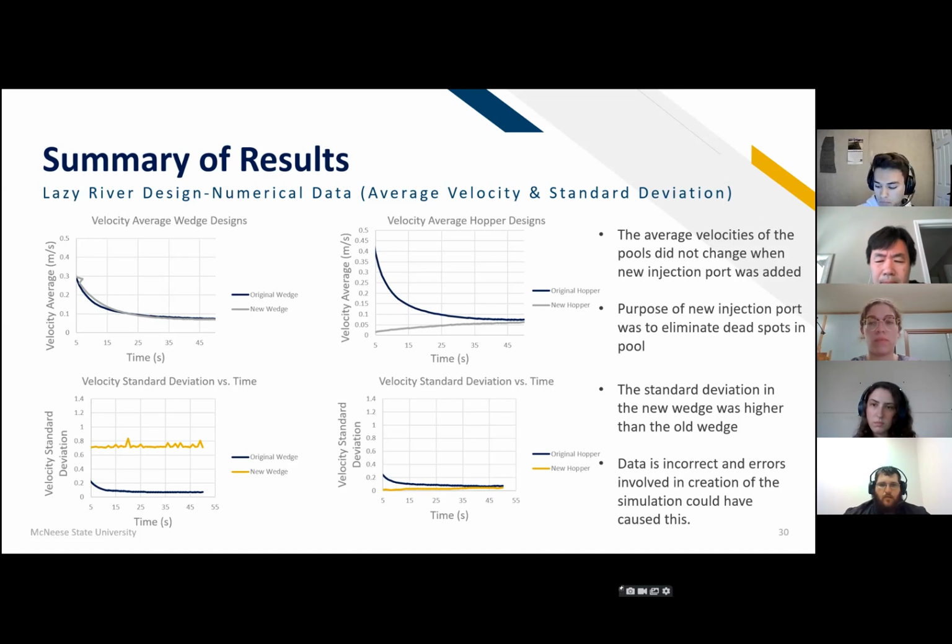So in conclusion, the last thing to say about this part of the project is that the wedge 2 design was the best design visually. However, numerically, it could not be backed up. Now, if you look at the hopper 2 design, you do have that numerical data to back up the claim that it had the best overall circulation of the pool shown visually.